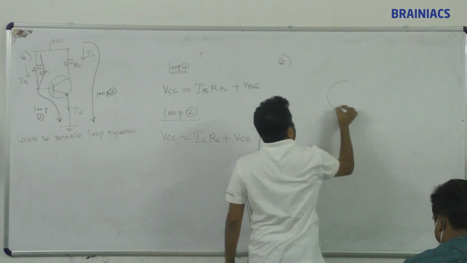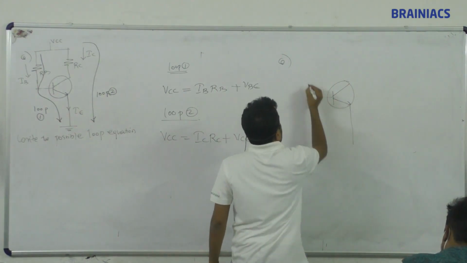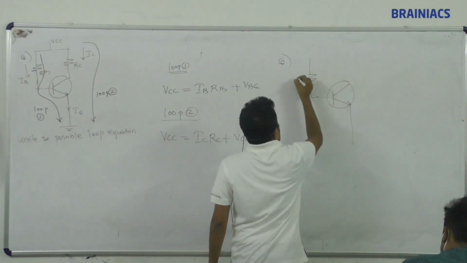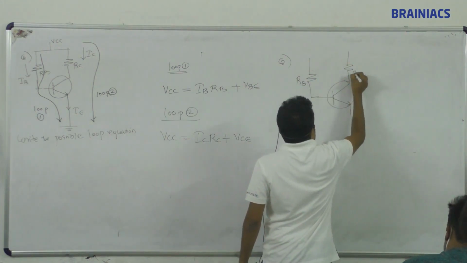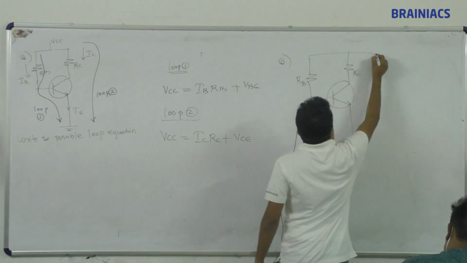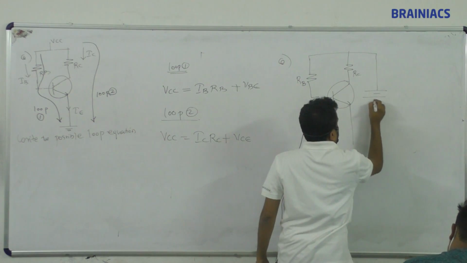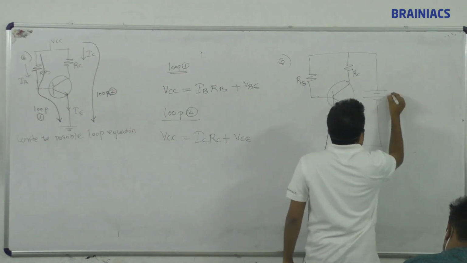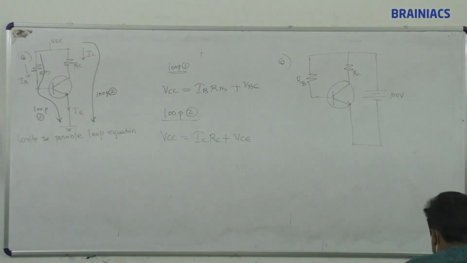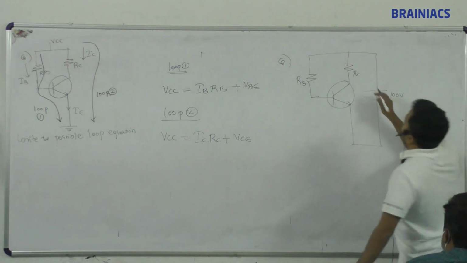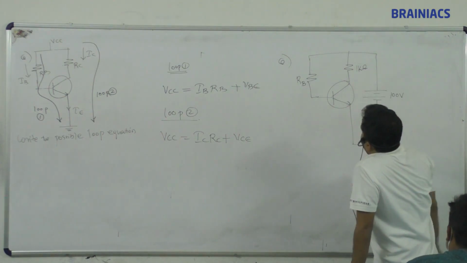This is the circuit which is given. So the transistor, the emitter connected, and base RB and RC. VCC is 100 volt and RC is 1 kilo ohm.